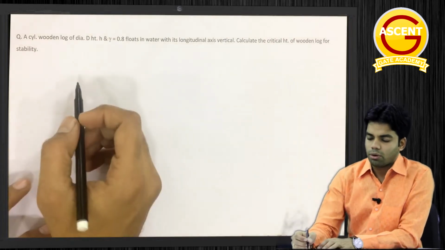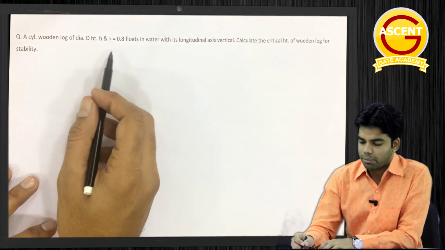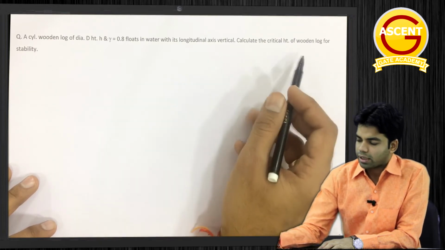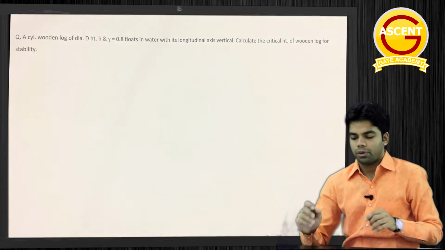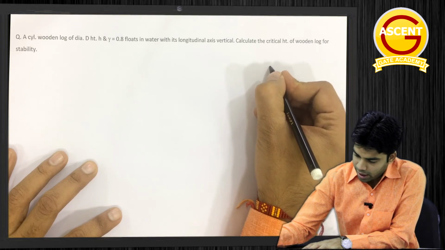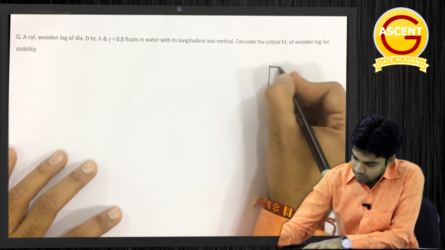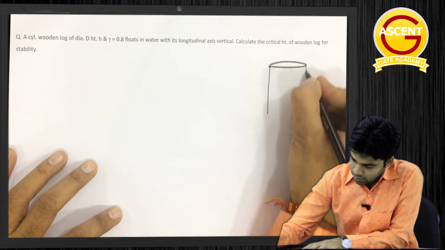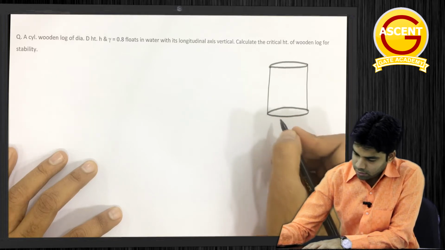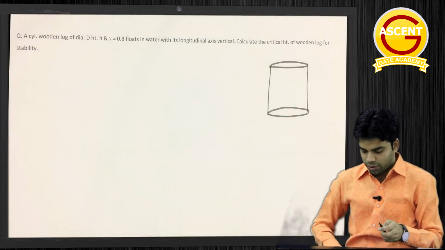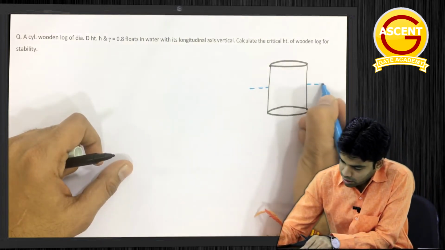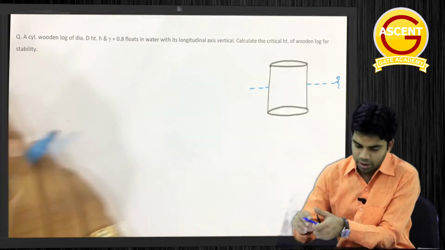A cylindrical log of diameter d, height h and gamma 0.8 floats in water with its longitudinal axis vertical. Calculate the critical height of the wooden log for stability. Okay, now we have got a cylindrical log of wood whose diameter is d and height is h. Okay, it is floating in the water. So this is our water surface and this cylindrical log is floating in the water.